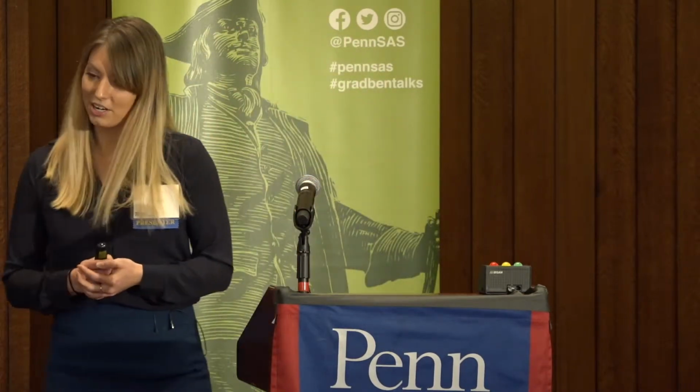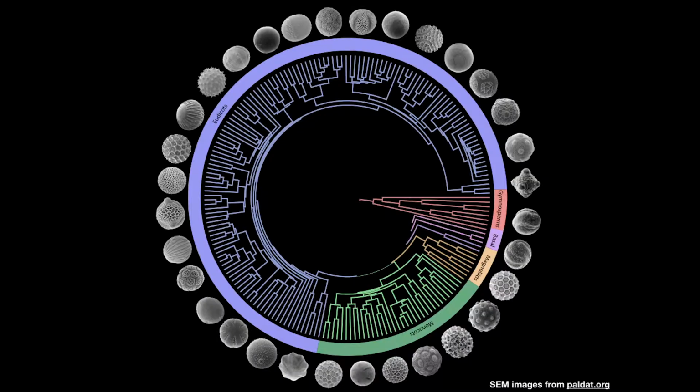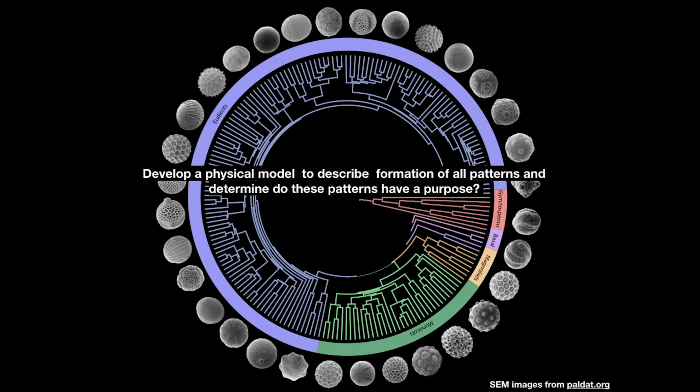Okay, so there are about 250,000 species of plants that produce pollen, and each individual species produces pollen that has its own unique pattern on the surface. So there's a huge diversity of different types of patterns that are found in nature on these pollen grain surfaces. And crazily enough, no one knows either how they form or what they're for. So in my thesis work, I wanted to try to tackle these two questions.